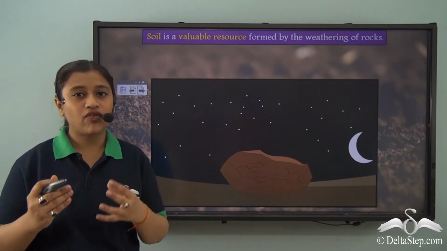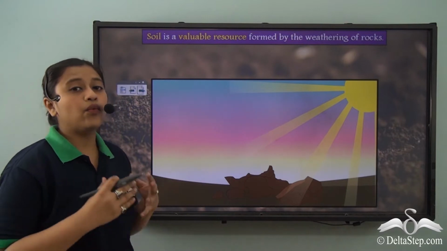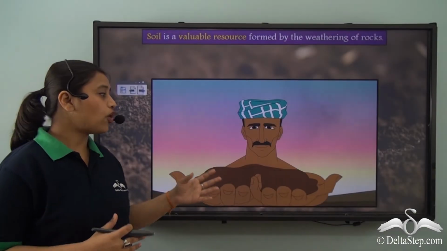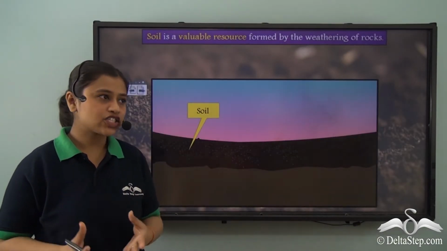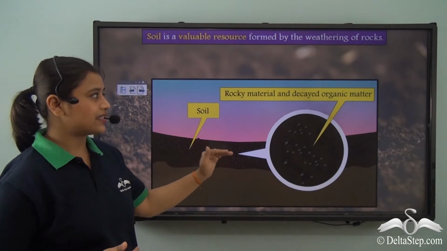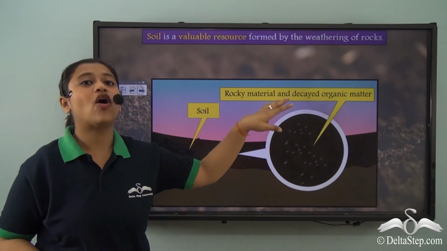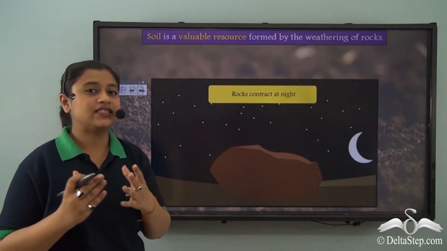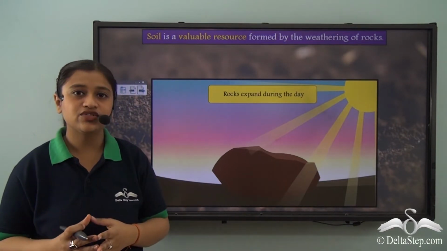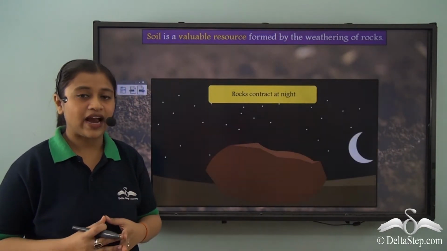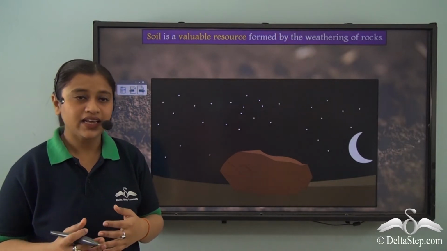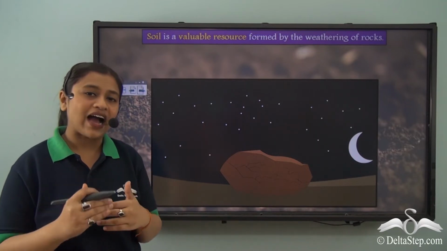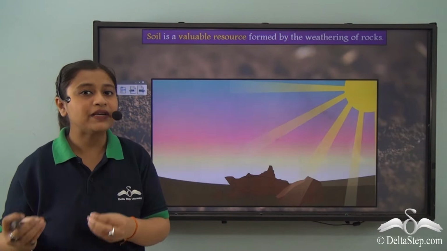Soil is formed when rocks are weathered away and carried from one place to another. So what do you see here? You see a farmer carrying soil. We know that soil contains rocky material and decayed organic matter or humus. Rocks tend to expand in the daytime and contract during the night due to the change in temperature. This leads to the cracking or breaking up of rock, which finally breaks it into smaller pieces.